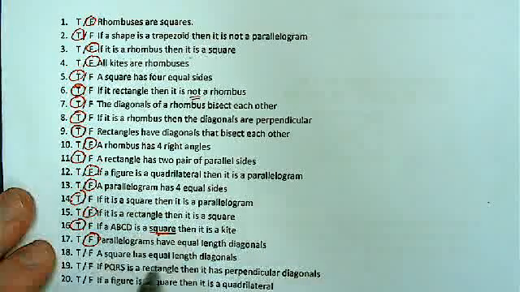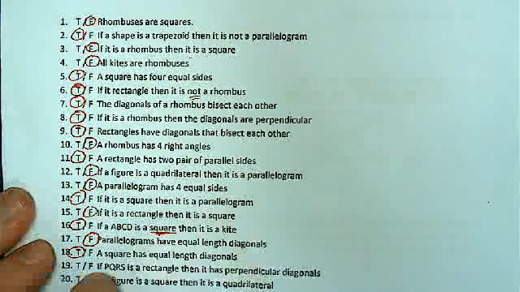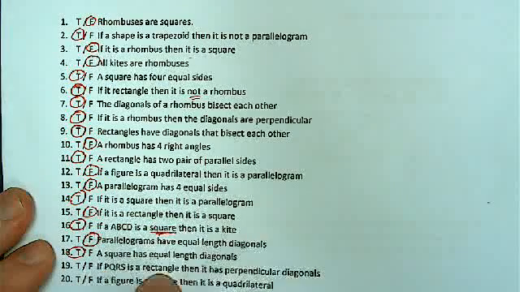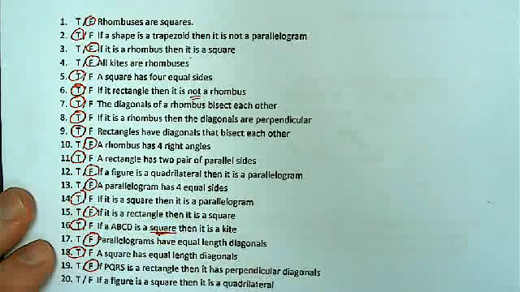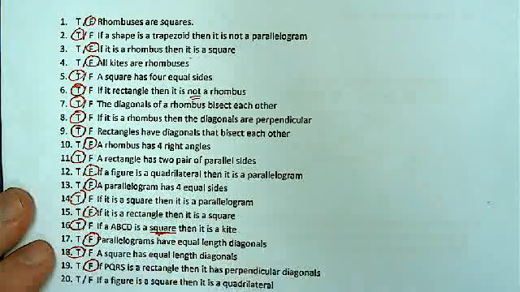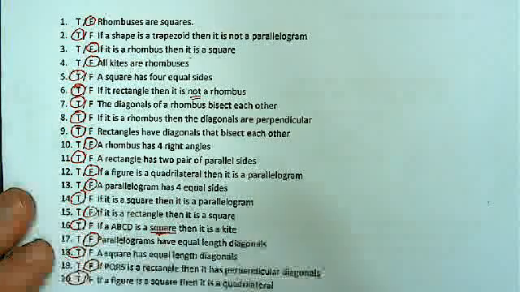A square has equal length diagonals. That is true. Squares are rectangles. If QRS is a rectangle, then it has perpendicular diagonals. Nope, that's only true if it's a square, or a rhombus, or a kite. If a figure is a square, then it is a quadrilateral. That is true.